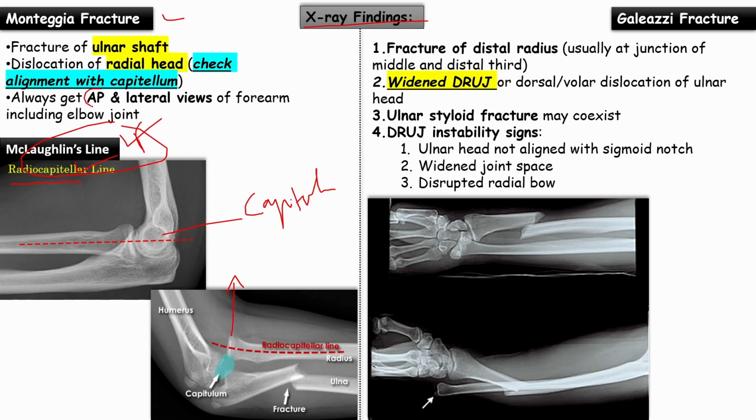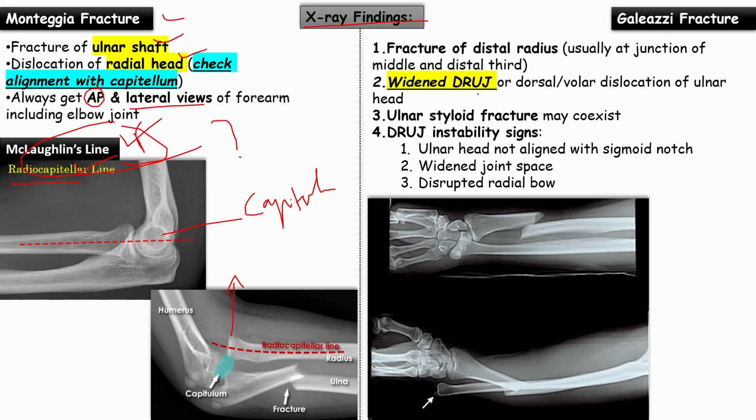And in this point it says always get AP and lateral views of the forearm including the elbow joint. Now why is that important? The Monteggia fracture involves both a fracture of the ulnar shaft and a dislocation of the radial head. The radial head dislocation can be easily missed if we don't get both views, that is AP and lateral. Just because of this reason we have to get both views, and that alignment can be checked by McLaughlin's line. So that was about the Monteggia fracture.